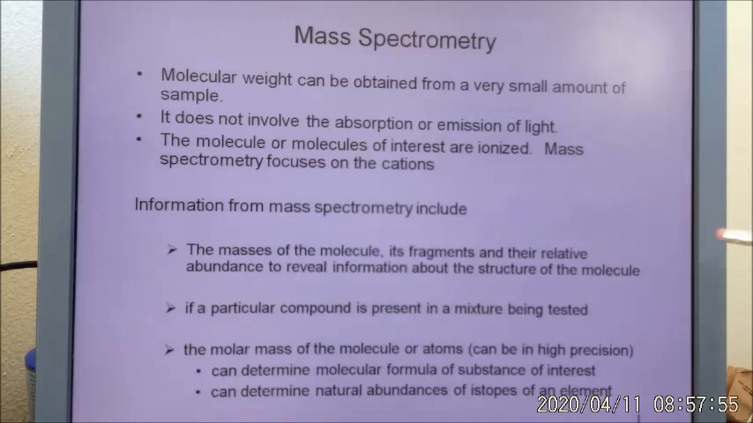All right, so we know what we can get for the masses. If you have a particular compound, or a mixture that you're testing, you can look for the molar mass of that and then look at the fragmentation pattern. So we'll talk about a technique like that. And if you look at the mass of the molecule or molecules in high precision, you can also determine what the actual molecular formula is, if you know what your choices are and you know what the natural abundances of your isotopes are.